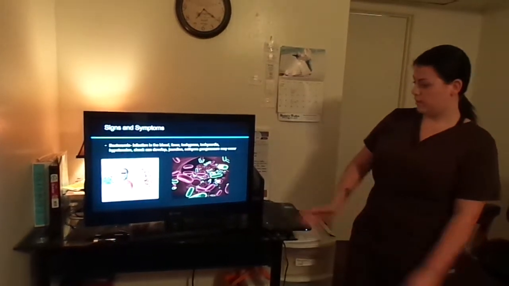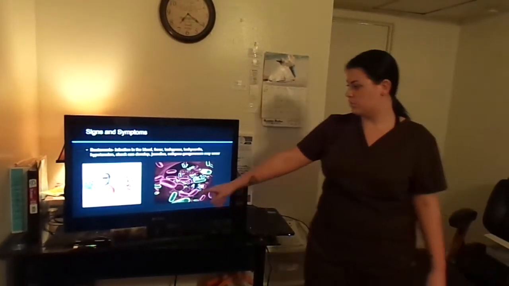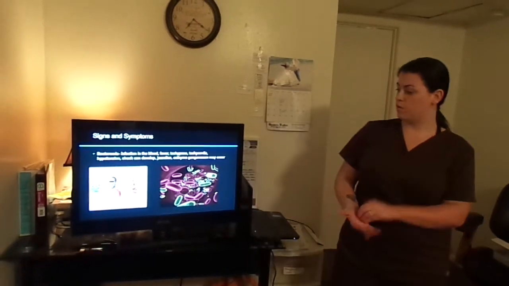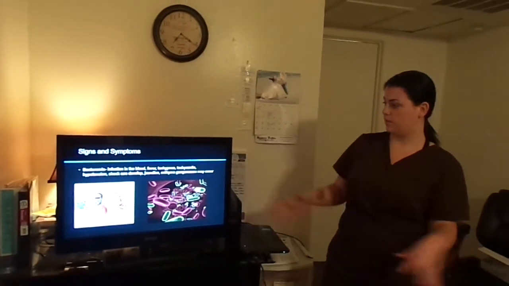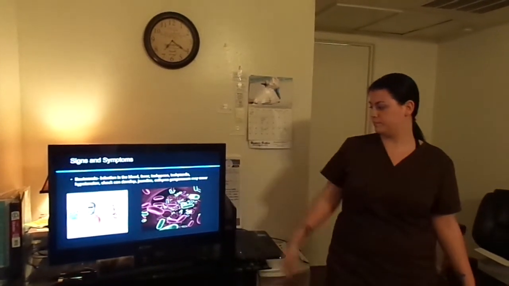Bacteremia, infection in the blood. Here you can see bacteria in with the red blood cells. This is a picture showing you how infection can start in one part of the body and end up in the blood. And here's some signs and symptoms of that.